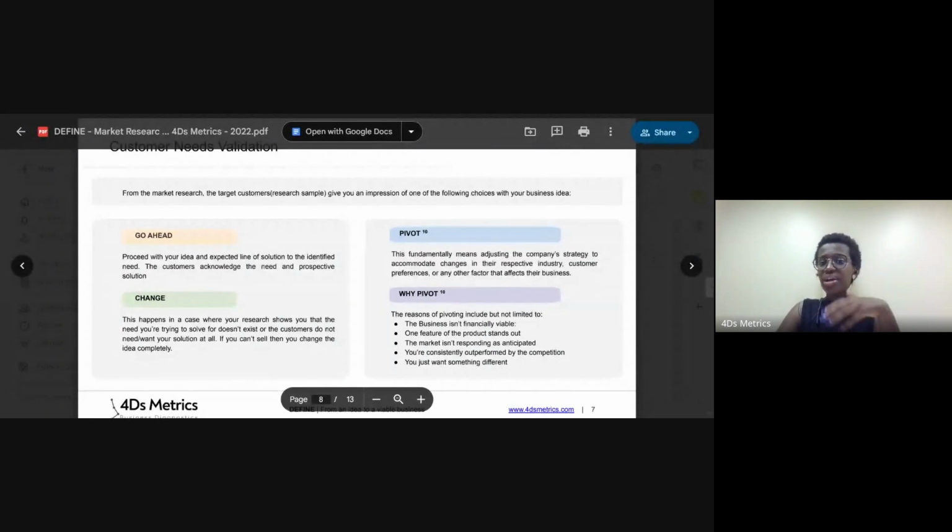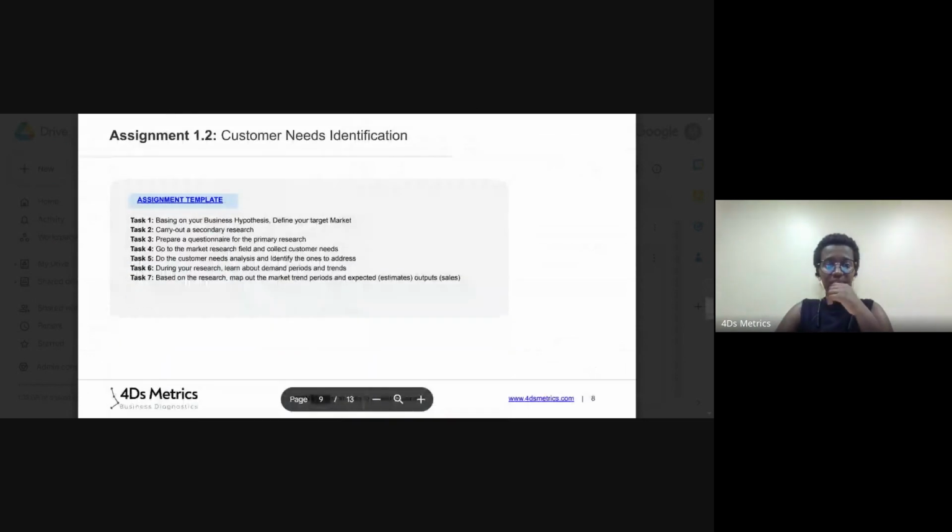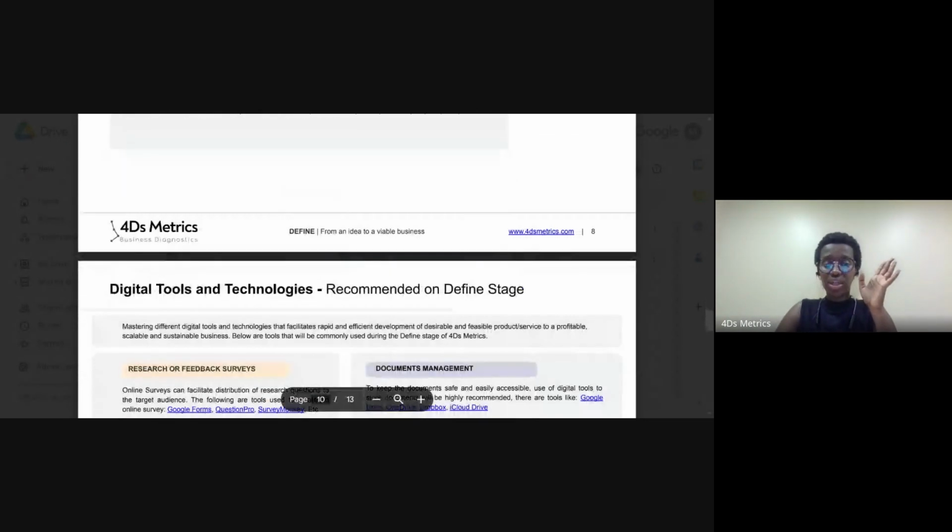Or if you go out there and the need is existent, but the way your product solves the need is not 100% the way you wanted it to, then you are using the information they gave you to pivot. So when we say pivot, it is still standing on the idea, but making a few changes. If you are to pivot, maybe you found that the business isn't financially viable. People will not be able to afford your product, or one of your features stands out and people are like, this is the only thing we're looking for. Then you can change it to serve the market. Now, that is what you guys are going to be working on.